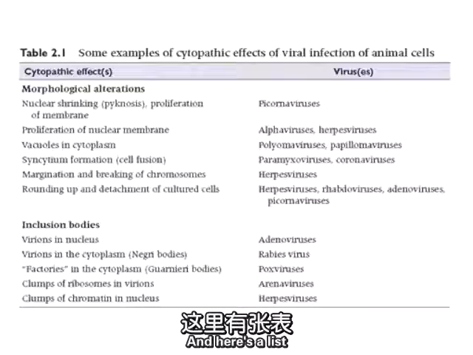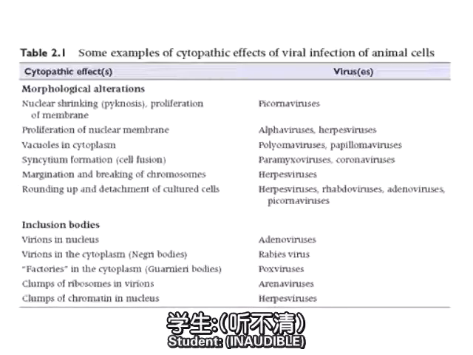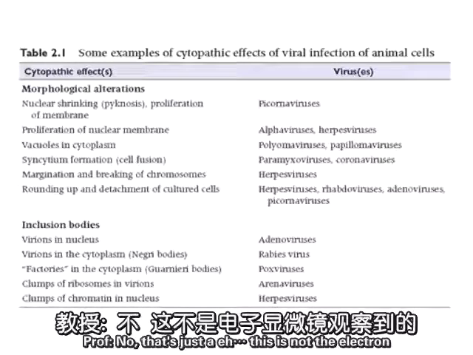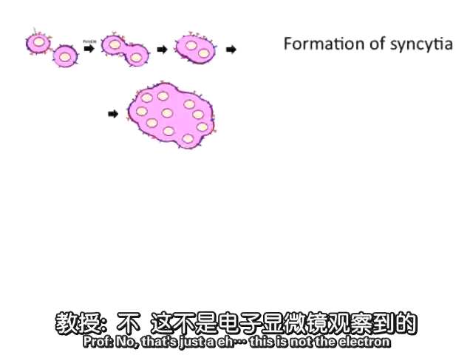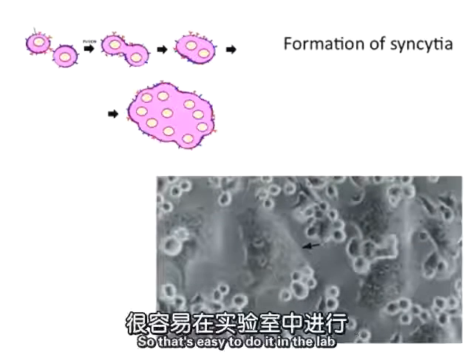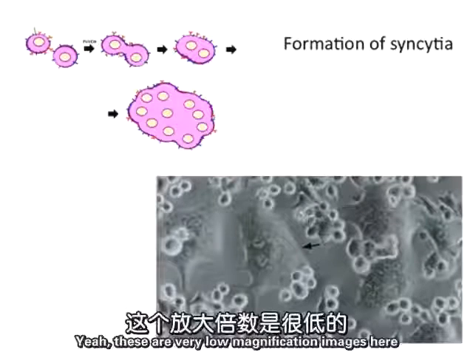And here's a list. Yes? You have to use an electron microscope, though. Isn't that very expensive? No, this is not an electron microscope. This is just a light microscope. Oh. So that's easy to do in the lab. Yeah, these are very low magnification images, sure.